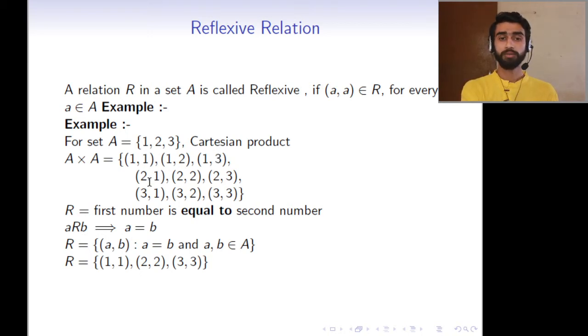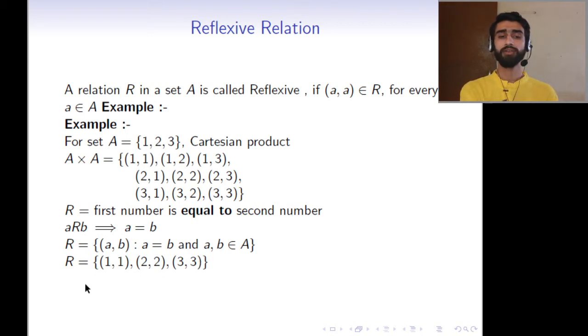Then (2, 1). 2 equal to 1? No, you can't think of it. Leave it. Then (2, 2). 2 equals to 2. Yes, it is correct. So I will take this (2, 2) in my relation. Then (2, 3). 2 equal to 3. Not possible. Leave it. (3, 1). 3 equal to 1. Not possible. Then (3, 2) check. 3 equal to 2. Not possible. Then (3, 3). 3 equals to 3. Yes, it is possible. This is satisfying the condition of our relation. So I will put this element in my relation.